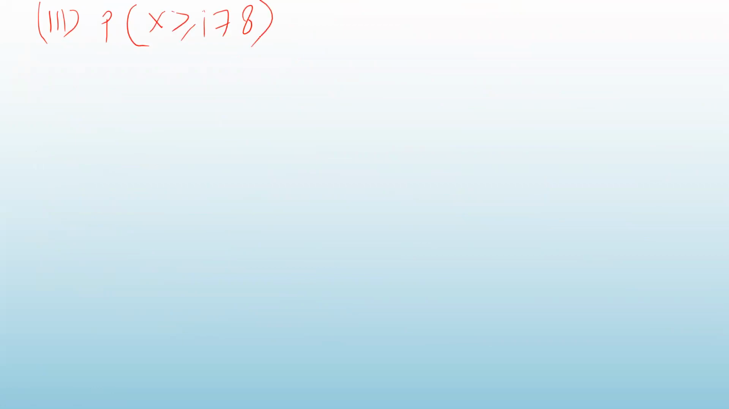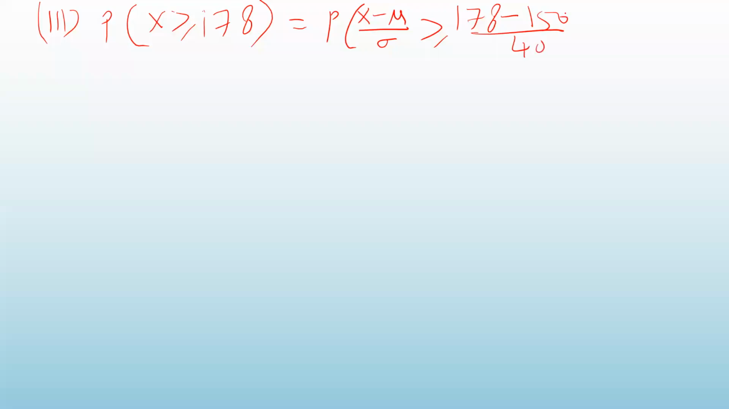178. Okay. So what will be that? Again, you will convert this x into z by the transformation (x minus mu) upon sigma greater than or equal to (178 minus mu), where the mean is 150 and the standard deviation is 40. So this will give you the probability of z greater than or equal to (178 minus 150) divided by 40. So that will give you 0.7.